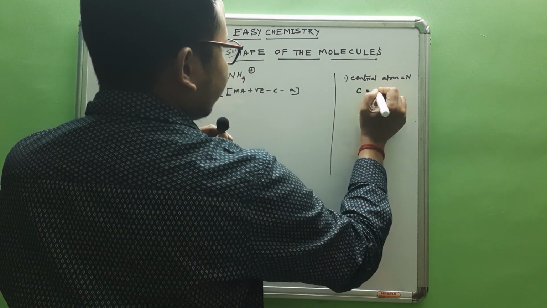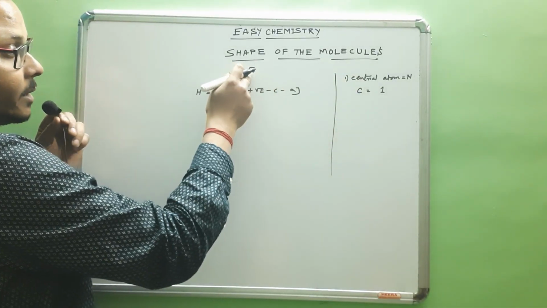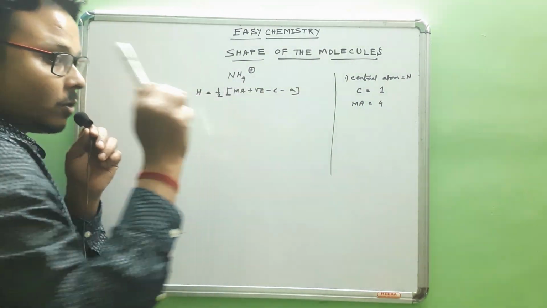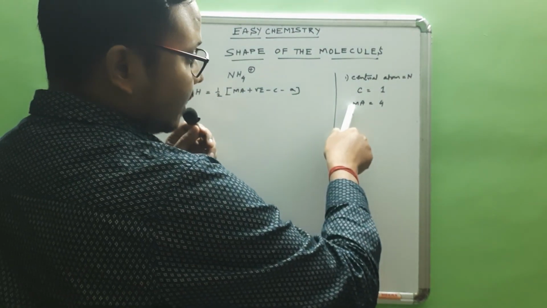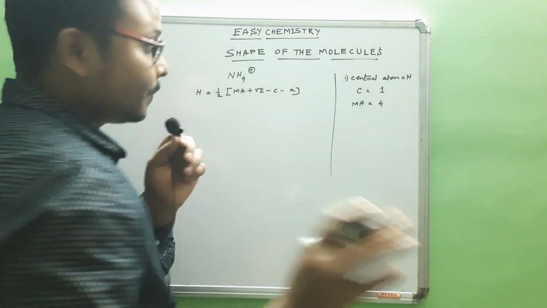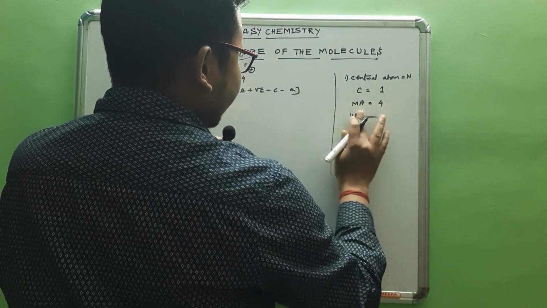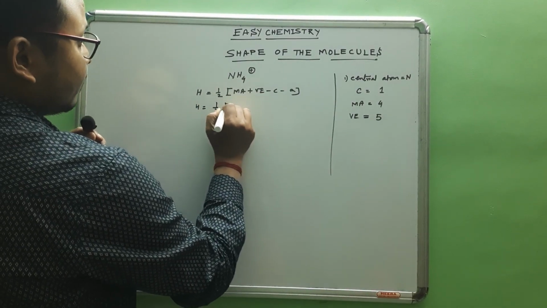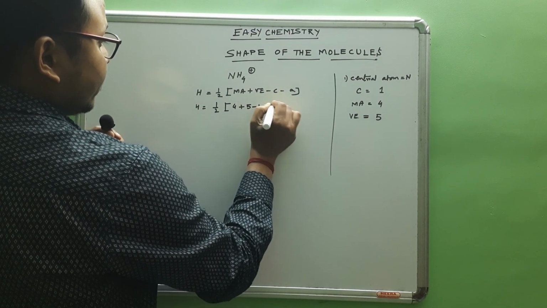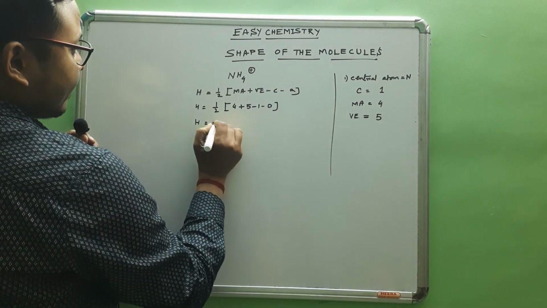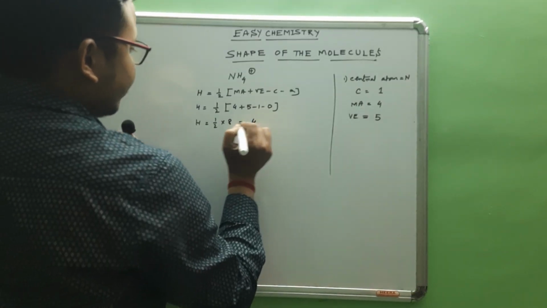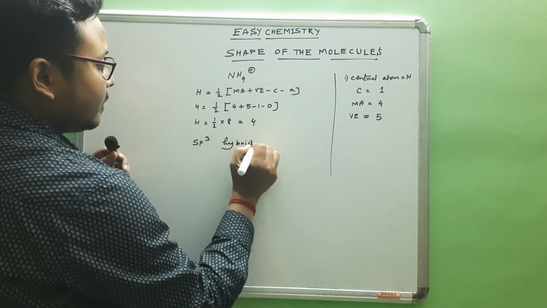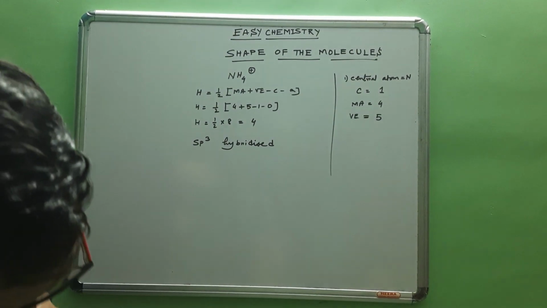Here C means the charge of the cation, and the charge is plus 1. The number of monovalent atoms Ma is 4 because around nitrogen there are 4 hydrogen atoms and all the hydrogen atoms are monovalent. The valence electron of nitrogen, as we have already discussed, is 5. So it gives half of 4 plus 5 minus 1 minus 0, because there is no anion, this is all cation. So it gives 8 and then 4. So the number of participating orbitals is 4, so it is sp3 hybridized. NH4 plus is sp3 hybridized.